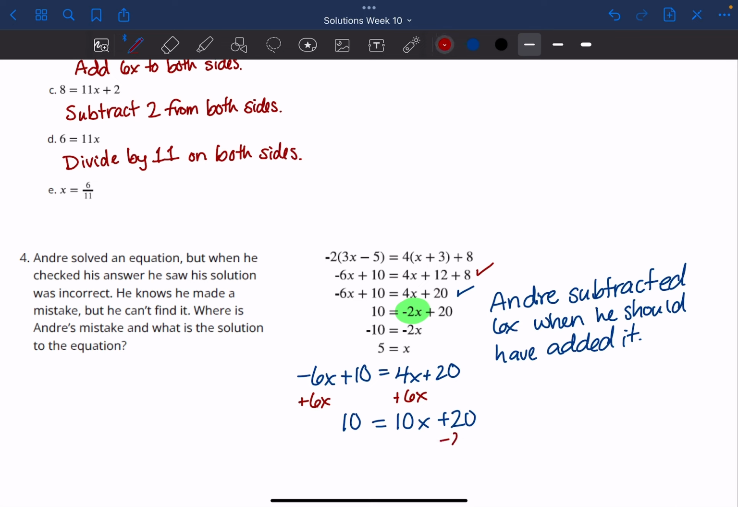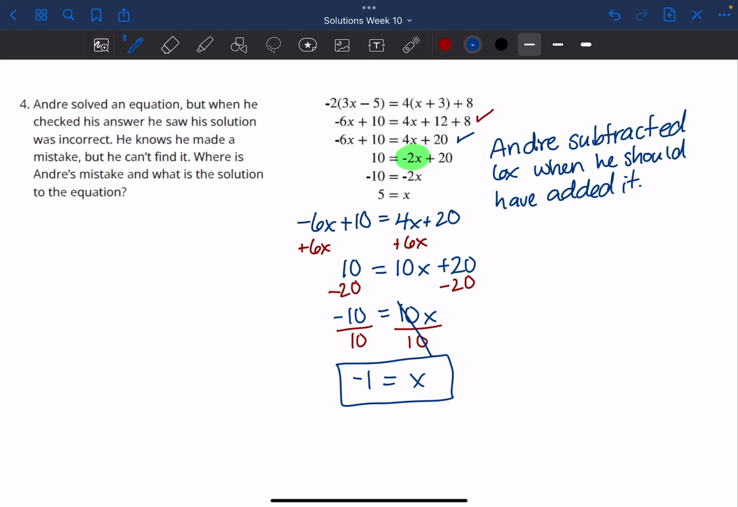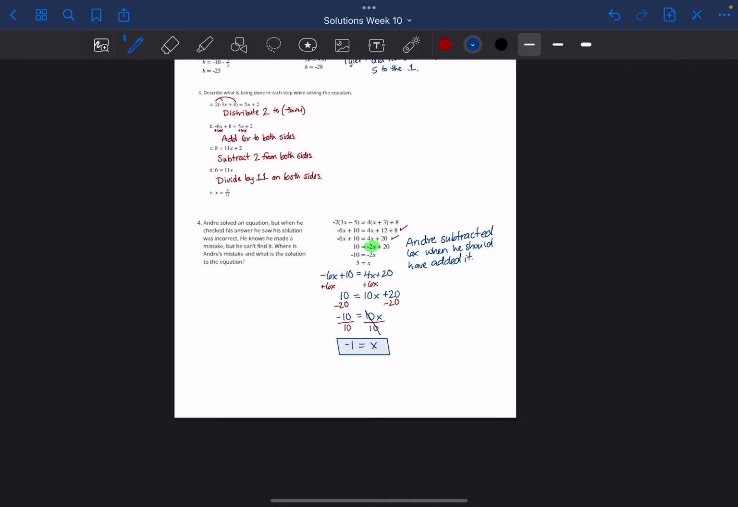I'm going to subtract 20 from both sides, and that will leave me with negative 10 equal to 10x. Our last step is that we're going to divide everything here. I guess I should stick with red for my actual steps. We're going to divide everything by 10, and then when we do that, we would get left over an x and a negative 1. So our answer should be that x is equal to negative 1 instead of Andre's answer, which was x is equal to 5.